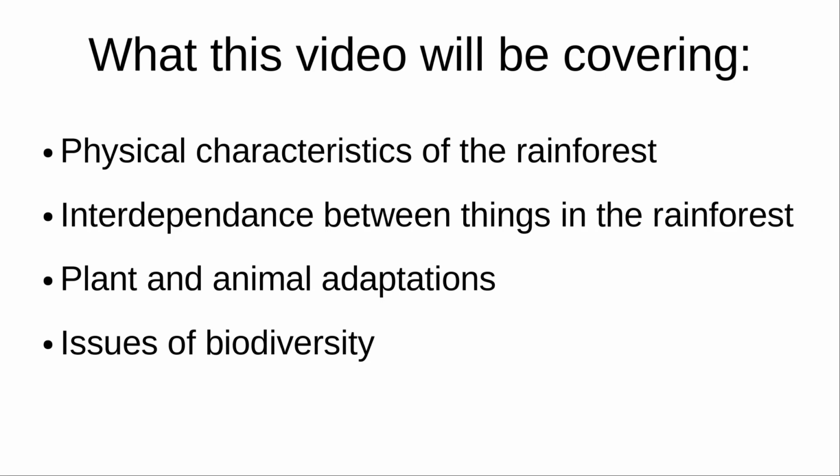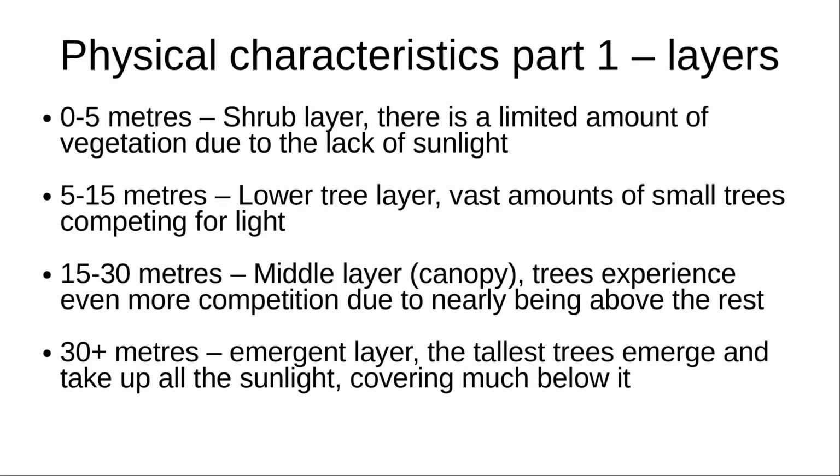Here are some physical characteristics of the rainforest. A tropical rainforest is split into 4 layers. From 0 to 5 meters, this is the shrub layer, where there is a limited amount of vegetation due to the lack of light reaching the floor of the rainforest.